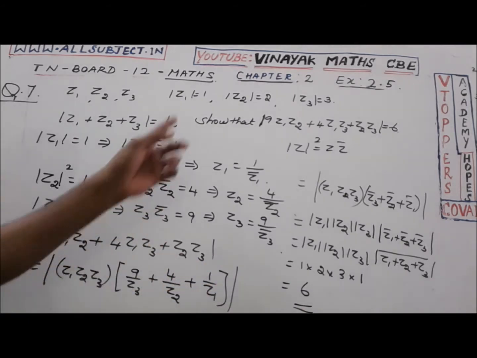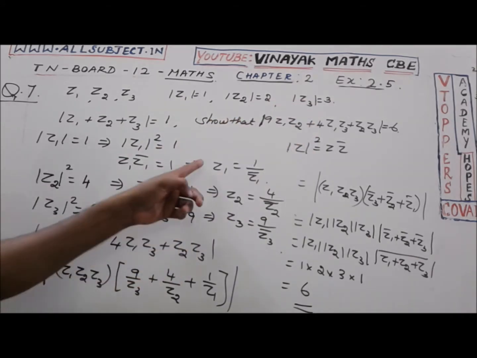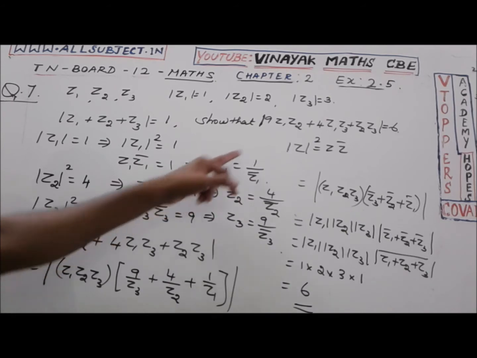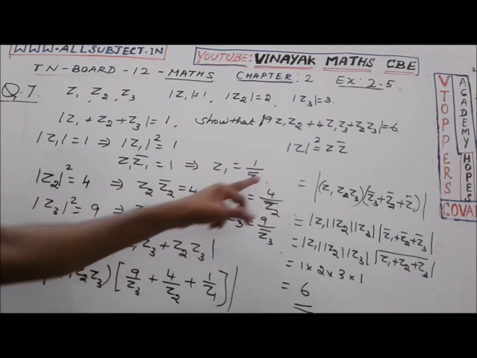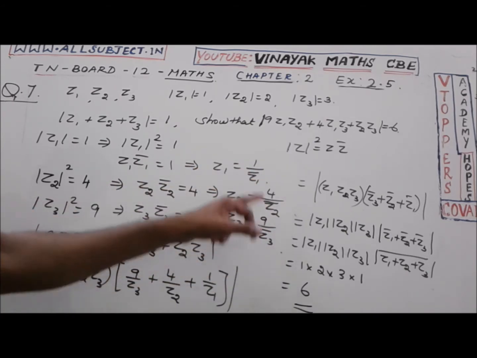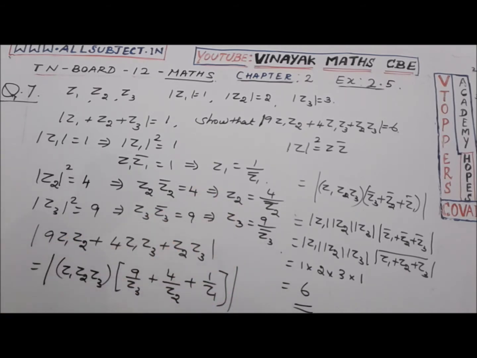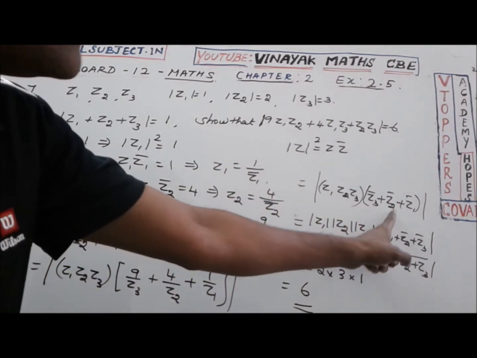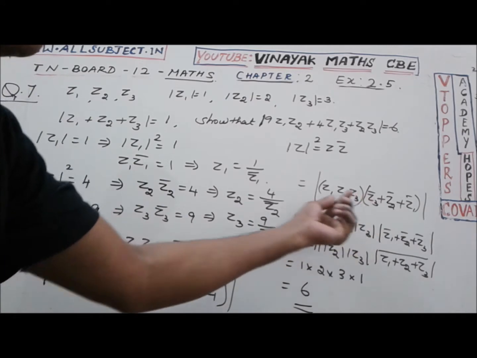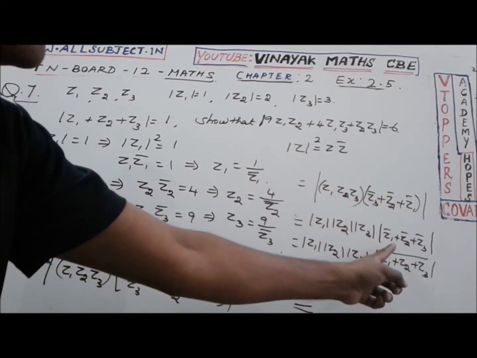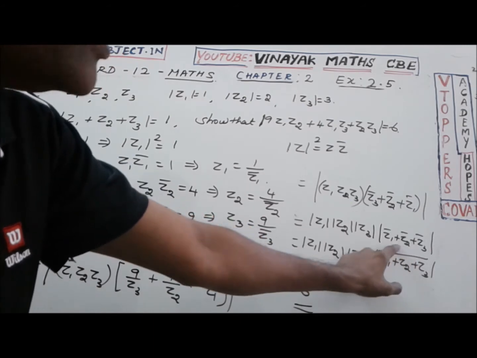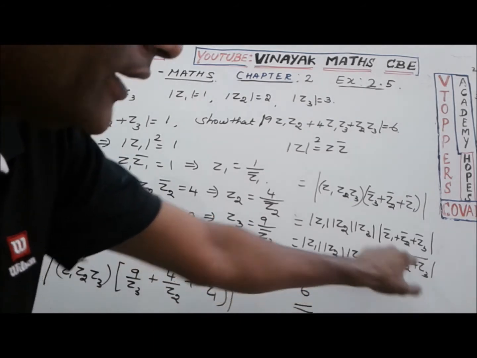This is a very simple thing. From the given information, we can calculate Z1 bar equal to 1 by Z1, Z2 bar equal to 4 by Z2, and Z3 bar equal to 9 by Z3. Substituting the values of 9 by Z3, 4 by Z2, 1 by Z1, we will get Z3 bar, Z2 bar, Z1 bar. Then separating the modulus value and simplifying, Z1 bar plus Z2 bar plus Z3 bar equals Z1 plus Z2 plus Z3 whole bar.